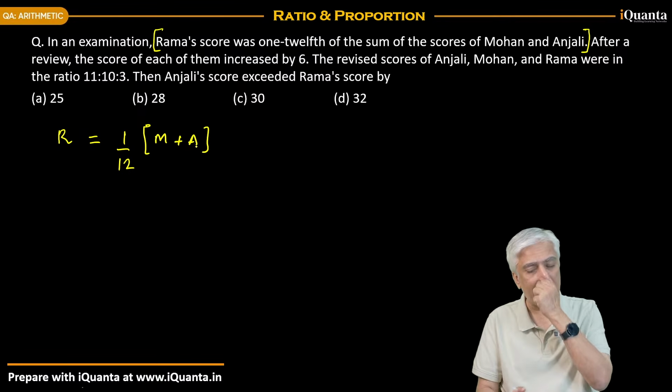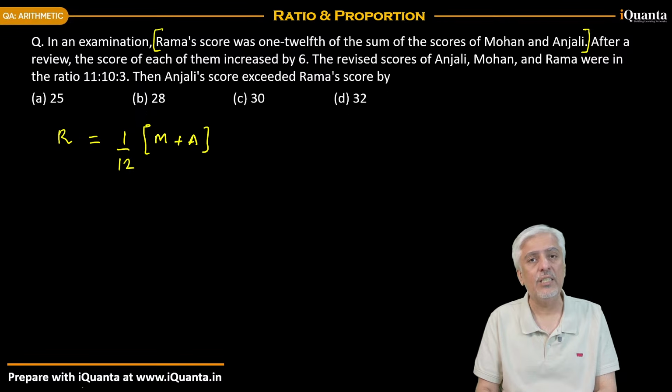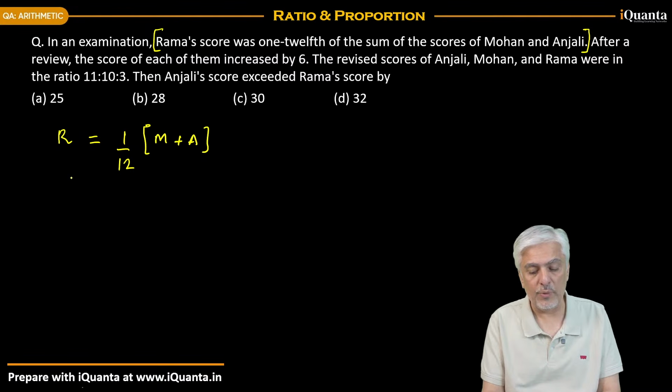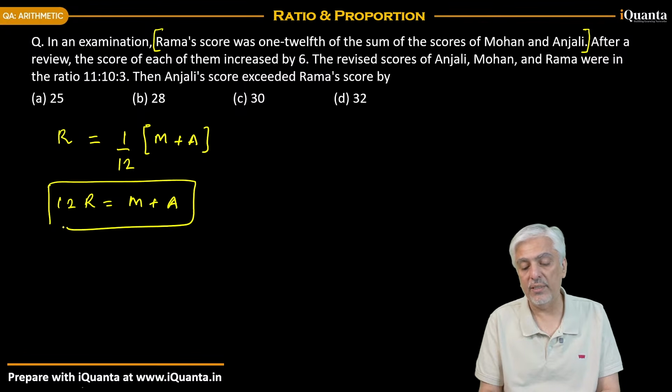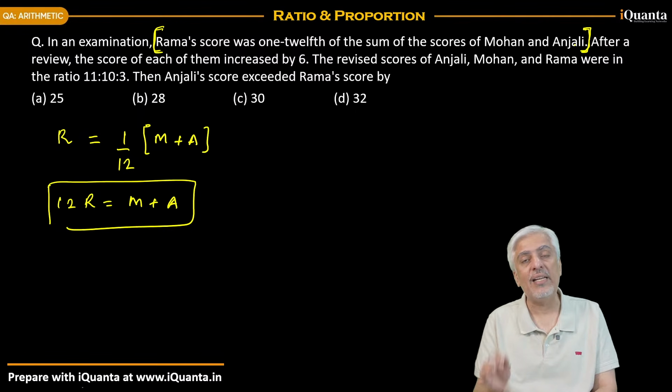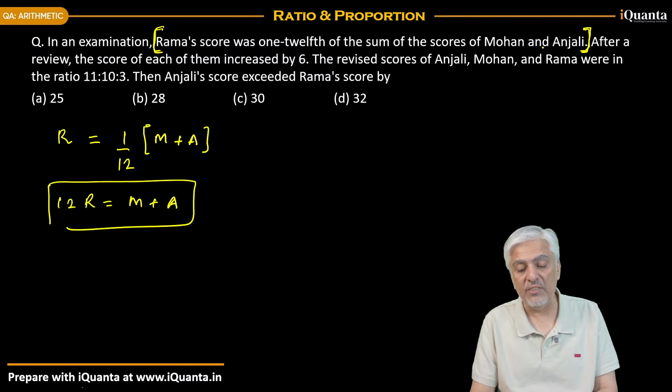Don't think too much. Don't try to solve this or anything. Maximum you want, you can take the 12 on top. If you take the 12 on the other side, you'll get 12R is equal to M plus A. Leave it over here. If you notice, what we have done is we have just converted statement 1 from English to maths. Now, after the review, the score of each of them increased by 6.